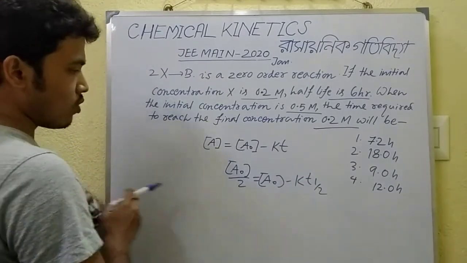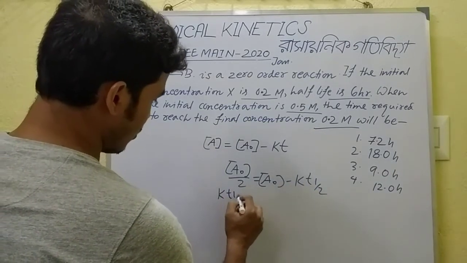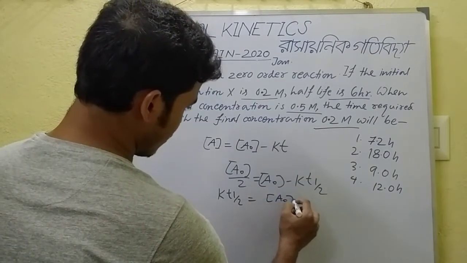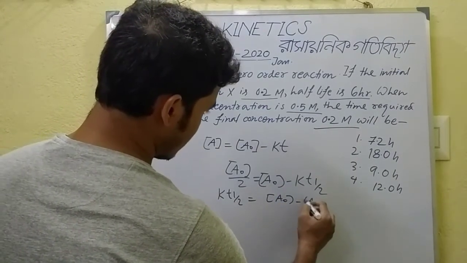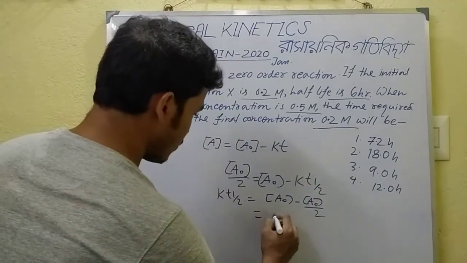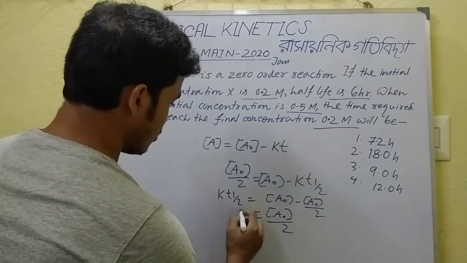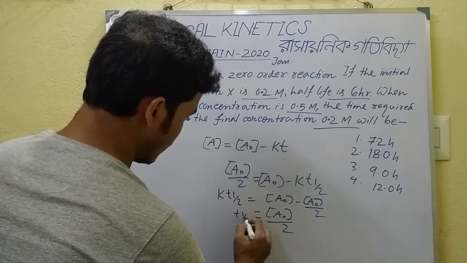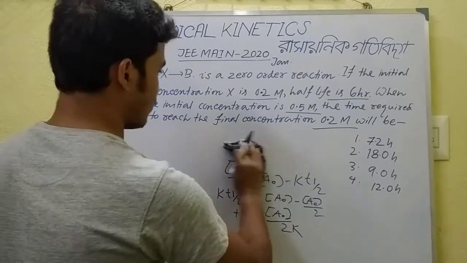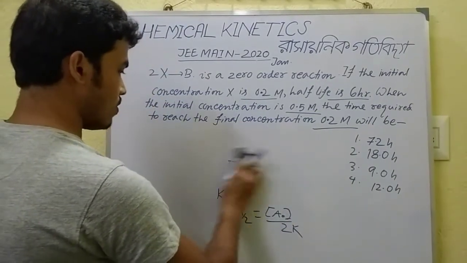এবারে যদি আমরা এটাকে calculate করি তাহলে এটা কি দাঁড়ায়, আমি K into t half টাকে এই সাইডে নিয়ে আসছি, K into t half is equals to এটা এই পাশে নিয়ে যাচ্ছি, concentration A0 minus A0 by 2. ওকে, so this is equal to A0 by 2. So t half will be A0 by 2K. So this is the equation of t half.